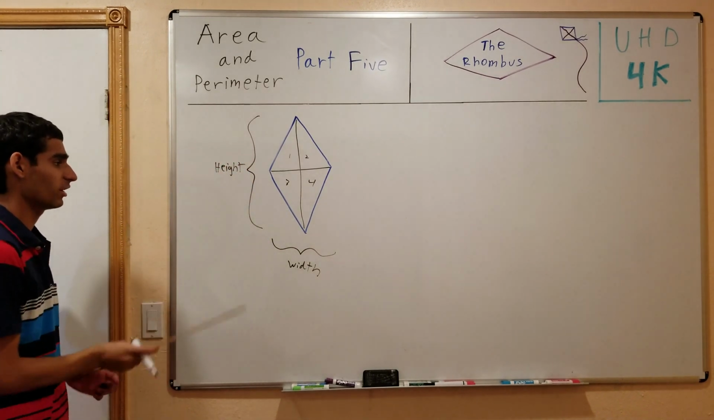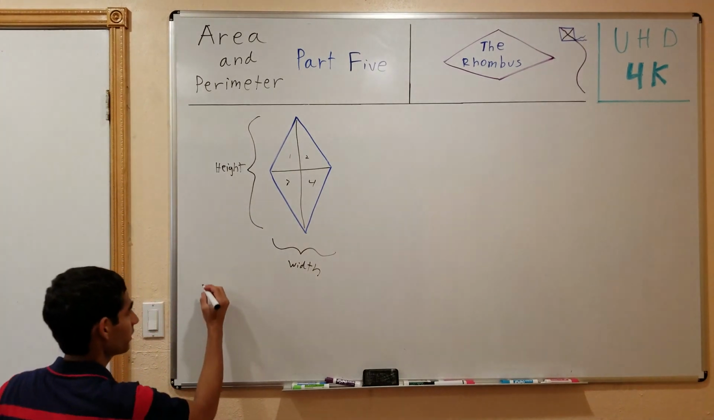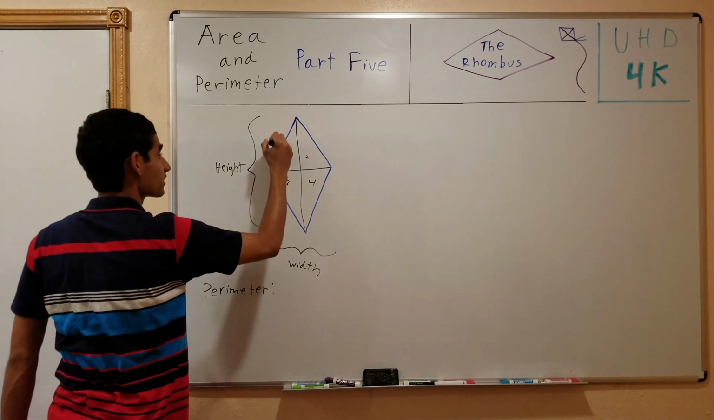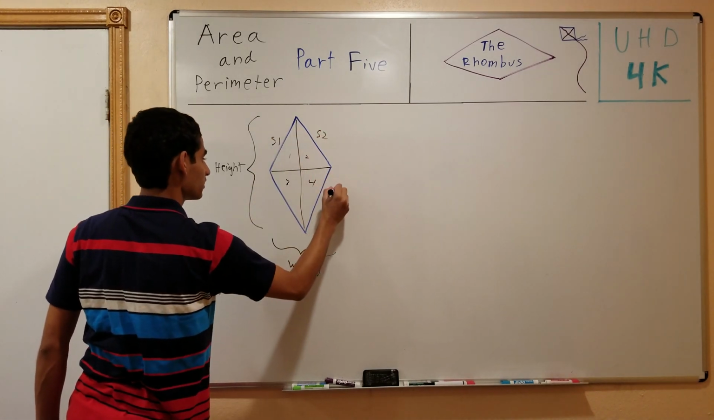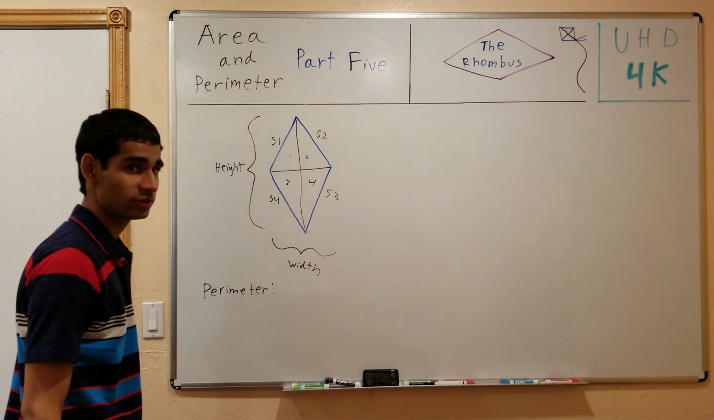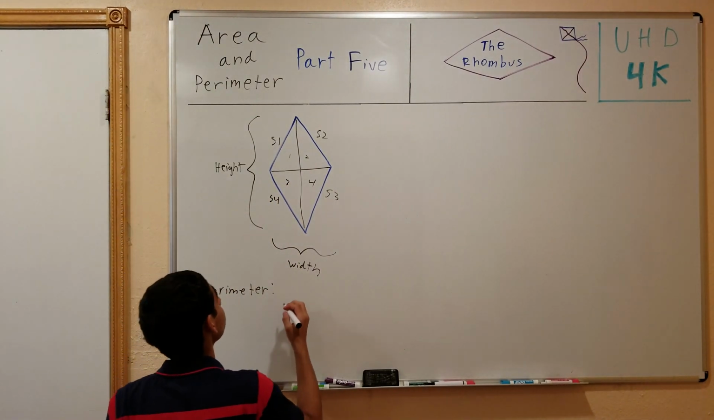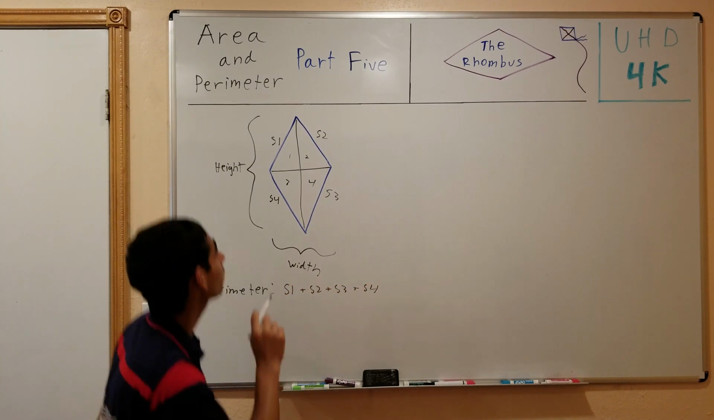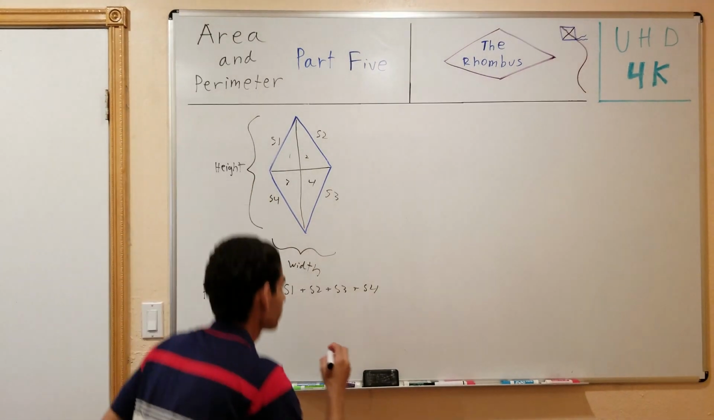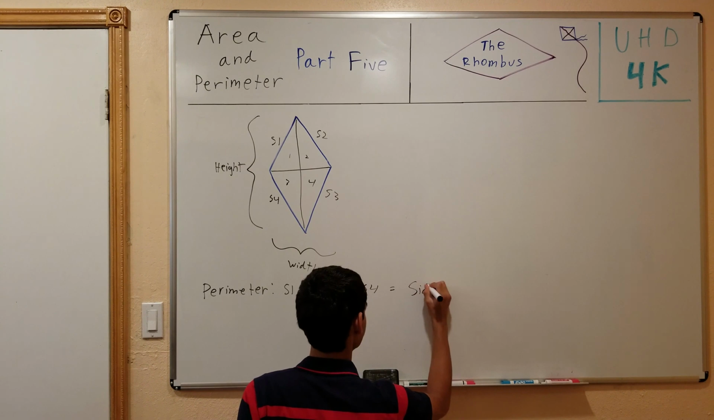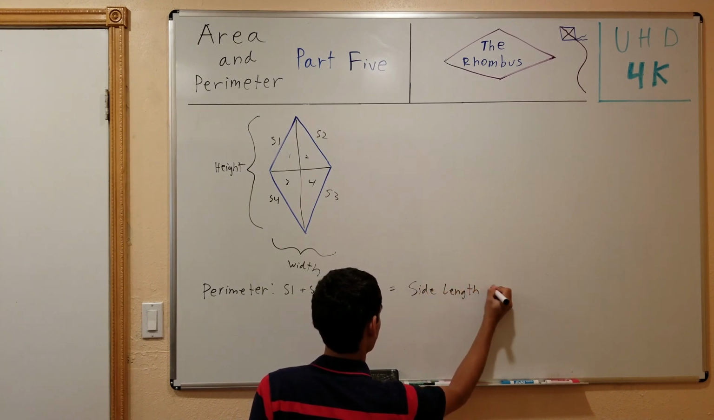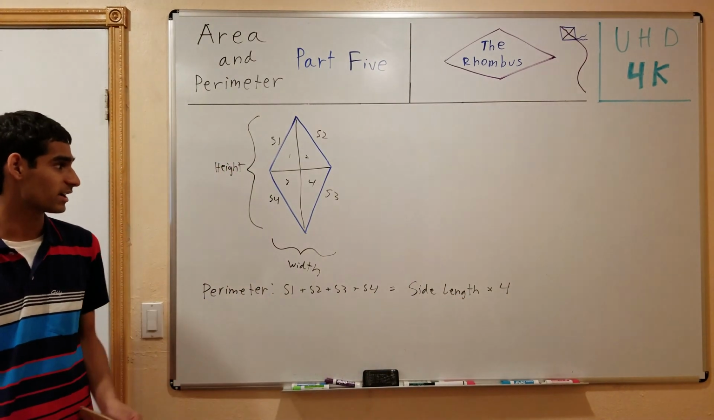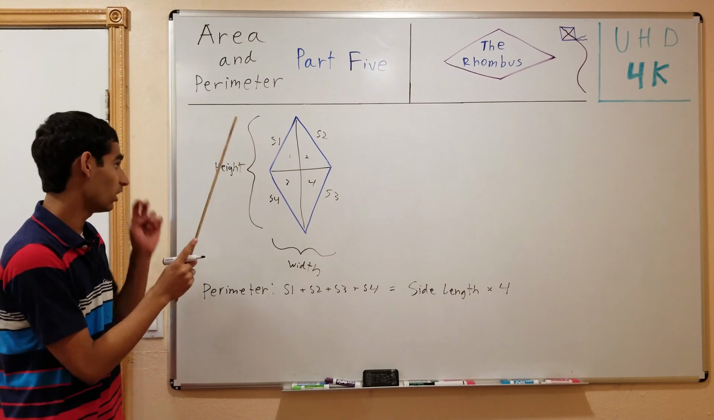To find the perimeter of a rhombus, you simply have to add up the four sides. So let's do it. Let me label it side 1, side 2, side 3, side 4. You simply add up the four sides. But because all these sides are of equal lengths, it's simply equal to the side length times 4. Keep in mind, this is the exact same formula to find the perimeter of a square, because like squares, rhombuses have all four sides of equal length.